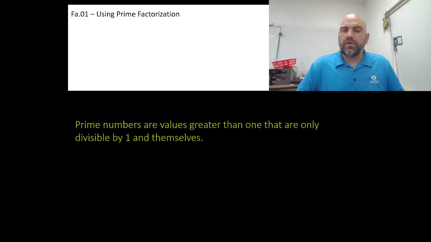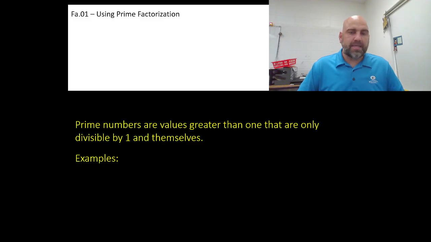The next thing that we're going to go over, and this is something that you've probably seen before or might have seen before, is prime numbers. Prime numbers are values that are greater than 1 and that are only divisible by 1 and themselves. So we can only divide them by 1 and themselves. Now, 1 is not a prime. It has to be bigger than 1. But let's think of some examples.